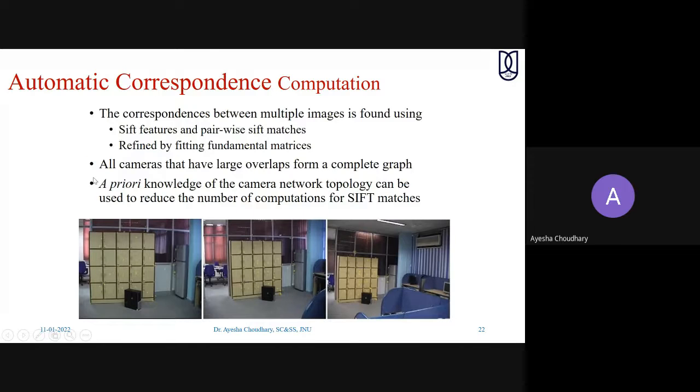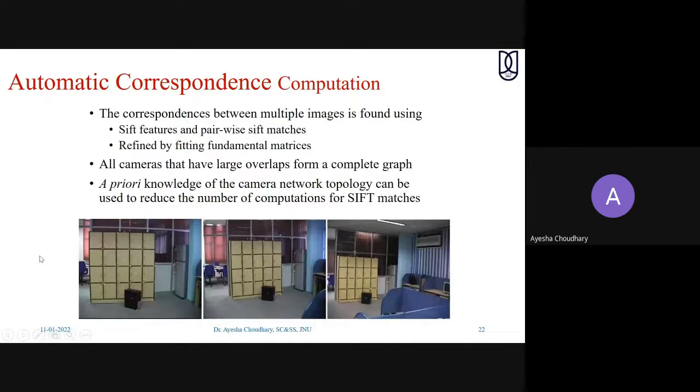So what we used over here is SIFT features and pairwise SIFT matches. You automatically find points that are scale invariant features, and you find the matches between these points. All the SIFT matches are supposed to give you corresponding points. And then we refine these SIFT matches by fitting fundamental matrices.